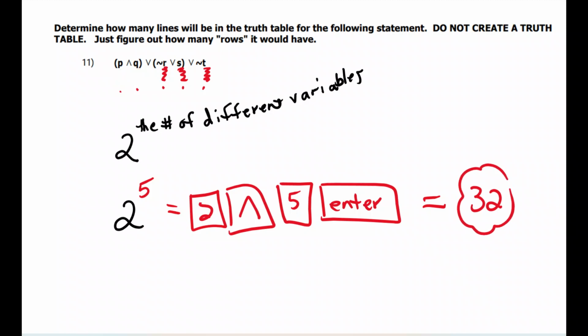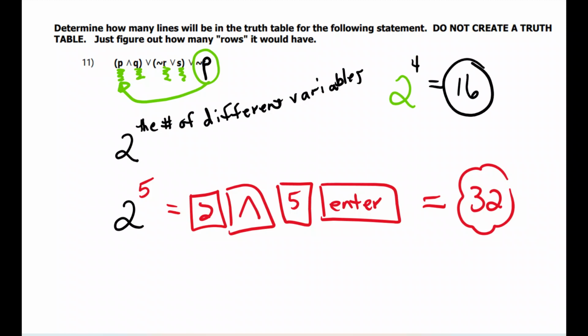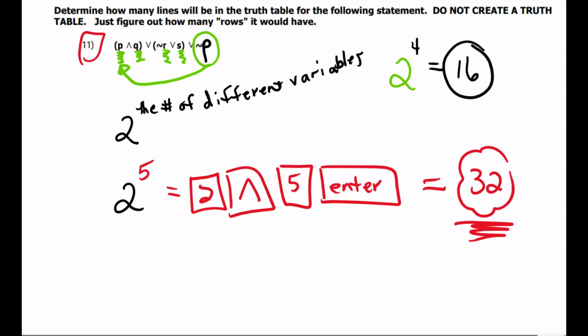Now, just for argument's sake, let's say that instead of this T down here on the end, let's say that it was P. Now I have a P, a Q, an R, and an S. I already counted the P down here, so this would only be 4. So that would be 2 raised to the 4th, which is 16. But the answer to number 11 is the 32. But I just want to throw that out there.